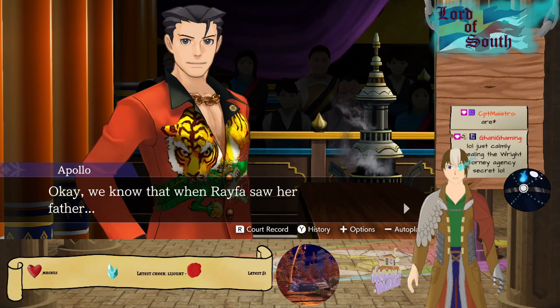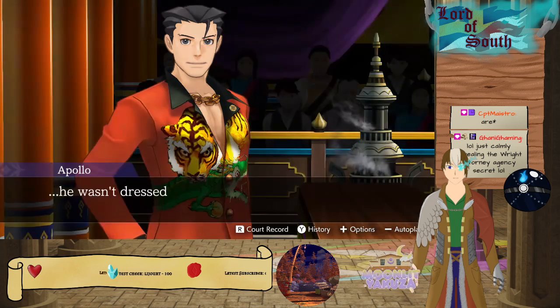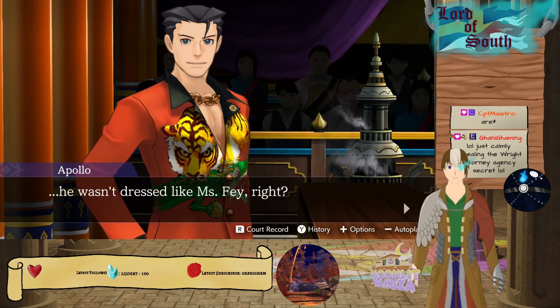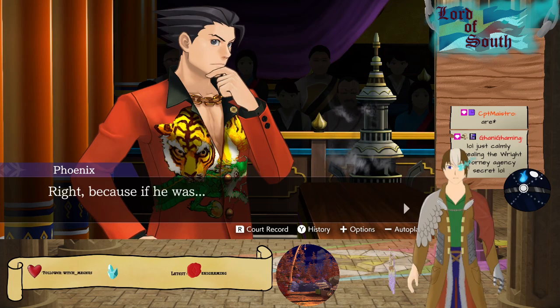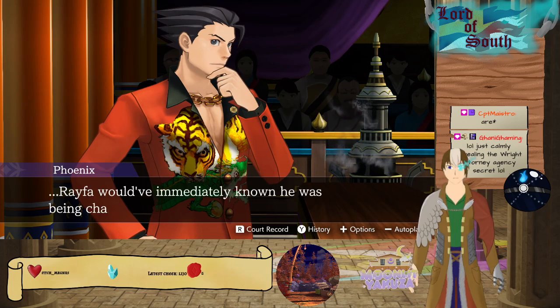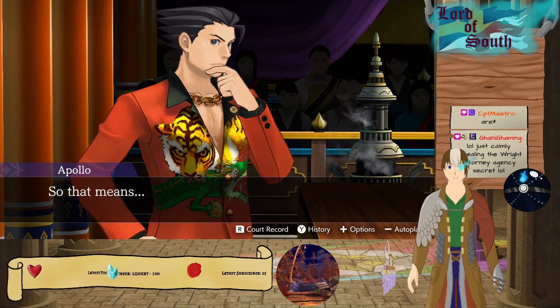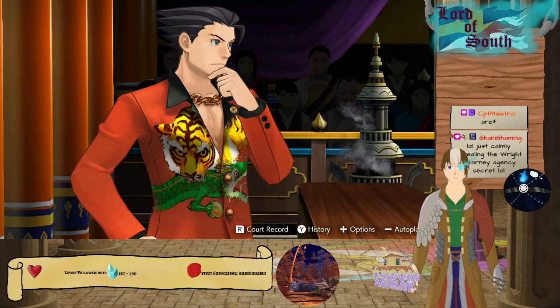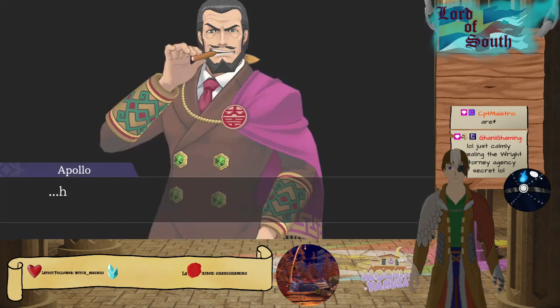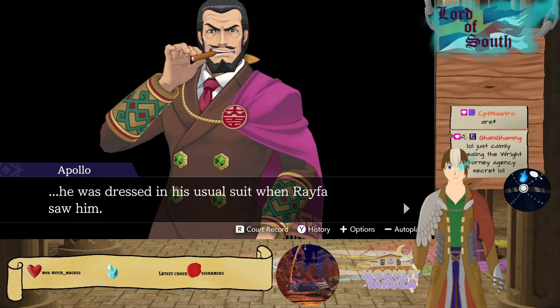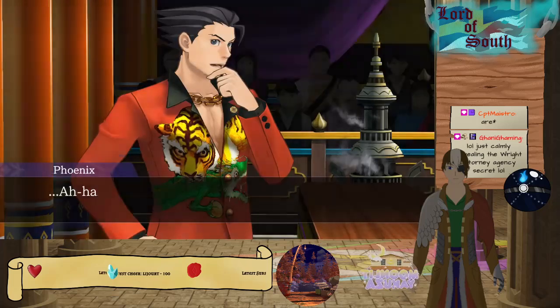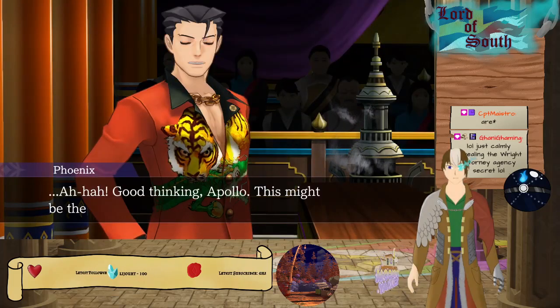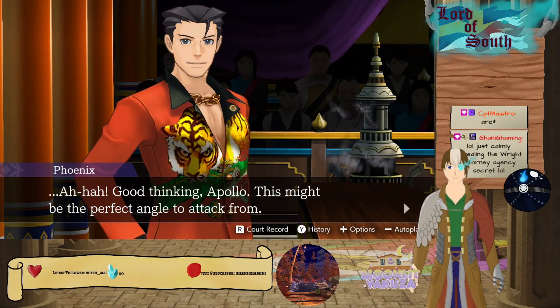Okay, we know that when Raifa saw her father, he wasn't dressed like Miss Faye, right? Right, because Raifa would have immediately known if he was being channeled. So that means he was dressed in his usual suit when Raifa saw him. Ah, good thinking, Apollo. This might be the perfect angle to attack from.